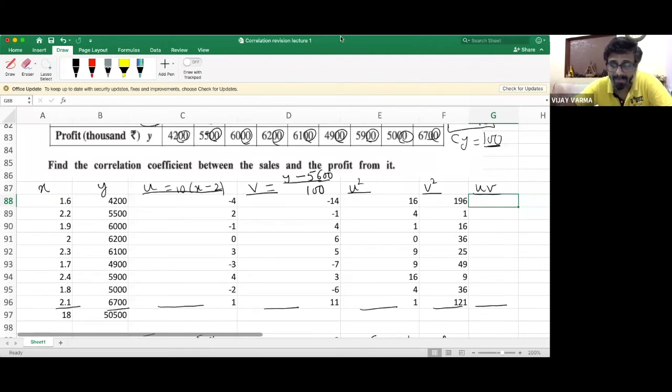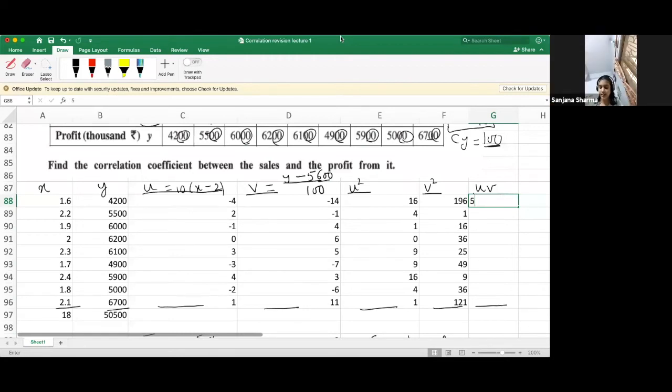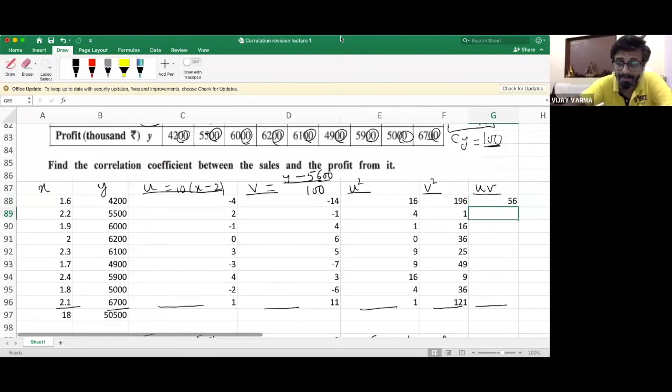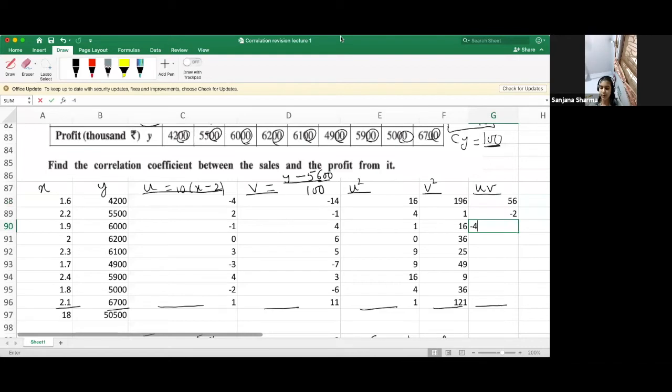Sanjana, can you listen to me? Yes, sir. Tell me the values of u into v. 56, 4 into 14 is 56. Next, minus 2, 2 into 1 minus 2. Very good. Minus 4, minus 1 into 4 minus 4.